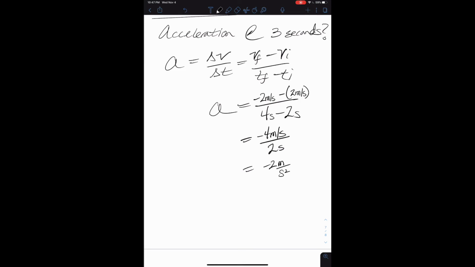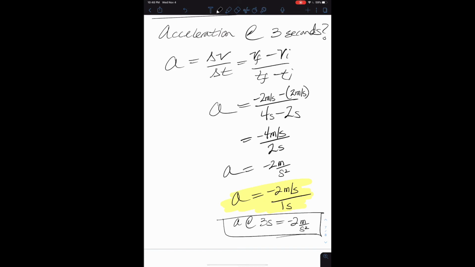Or we could say negative 2 meters per second every 1 second. That's how much you're speeding up by, right? Or you're accelerating by. You're increasing your velocity by 2 meters per second in the negative direction every second. All right, and this is the acceleration at 3 seconds. All right, that's how it's done.